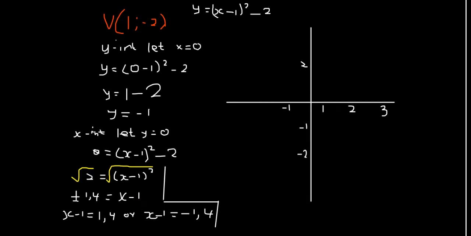All right, the points that we have, our vertex point is (1, -2). Our y-intercept is -1. Okay, x here will be equal to 2.4, or x is equal to -0.4. So that's our answer for the x-intercept and y-intercept.